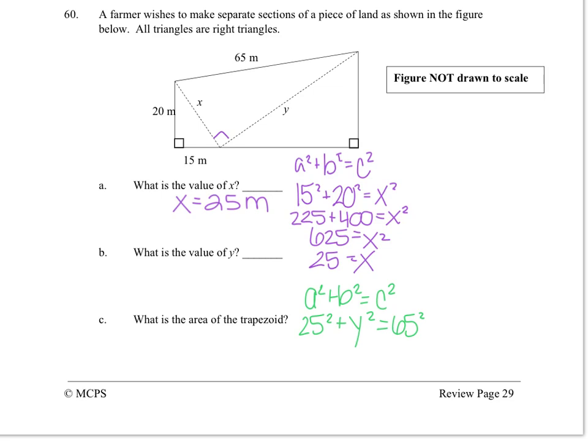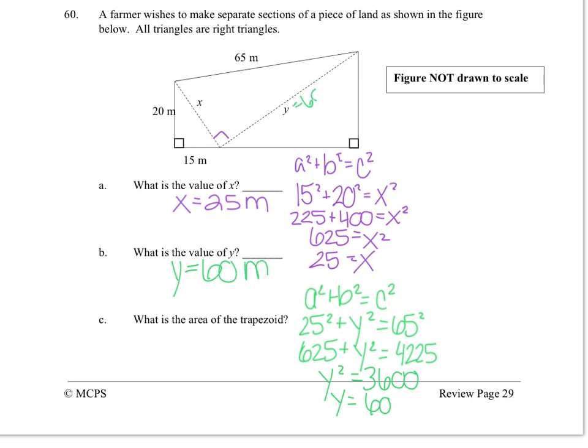25 squared is 625 plus y squared equals 65 squared, which is 4,225. I'm going to subtract 625 on both sides and get y squared equals 3,600. And when I square root both sides, I get y equals 60. And in this case, y equals 60 meters. So we know y equals 60 meters. We know x equals 25 meters.